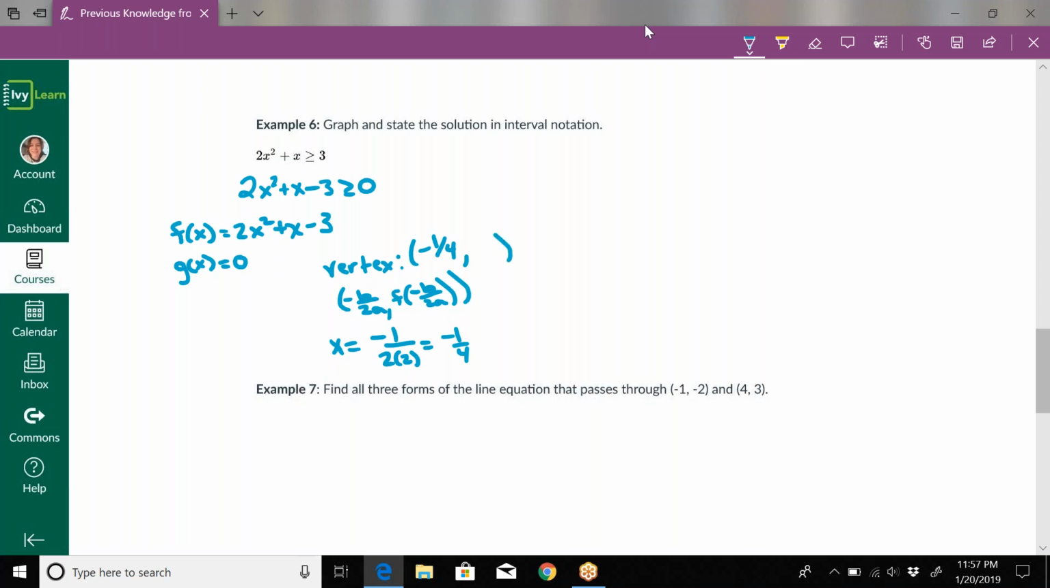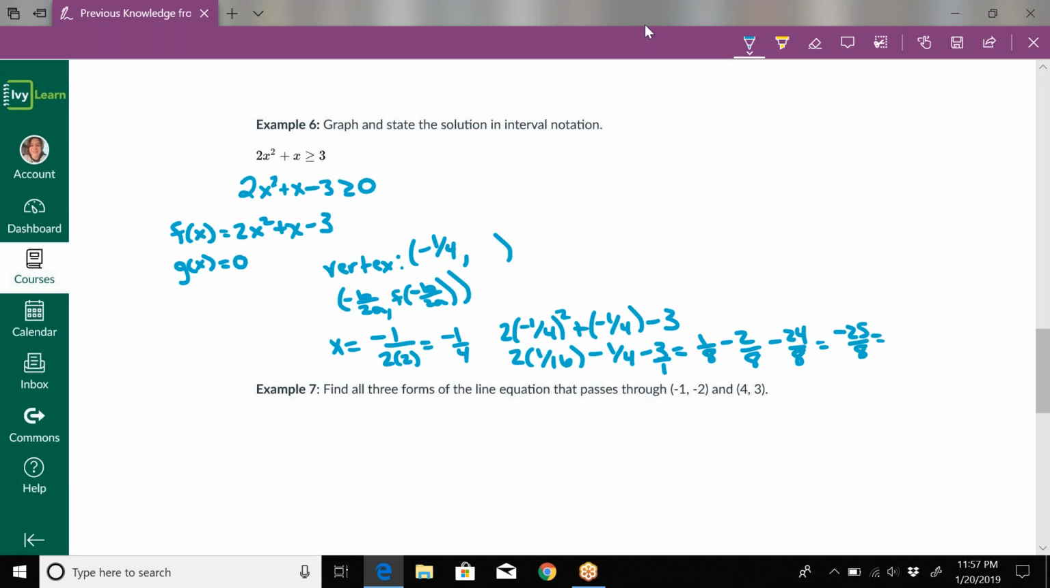I would then plug that into my function to find the y value. So 2 times negative 1/4 squared plus negative 1/4 minus 3. That is 2 times 1 over 16 because it got squared, minus 1/4 minus 3. That's going to be 1/8. I'm going to get a common denominator of 8, so that would be 2/8, minus 1/4 is minus 2/8, and if this is 3 over 1, that would make that minus 24 over 8. This would be negative 26 plus 1, so that's negative 25 over 8.